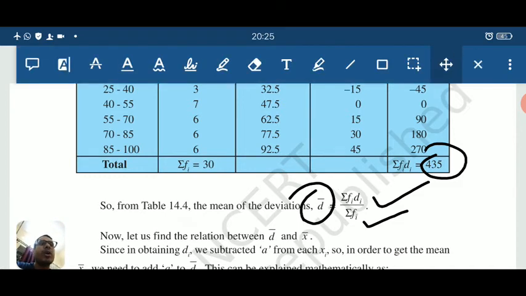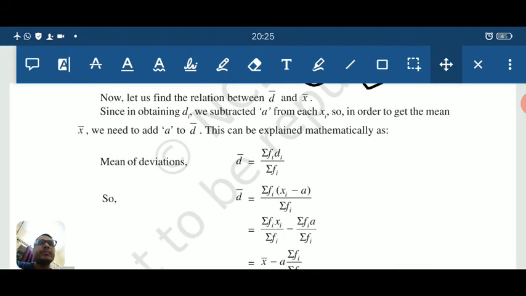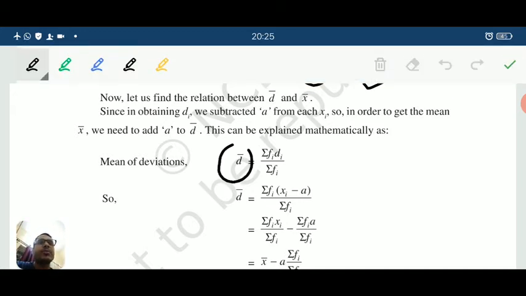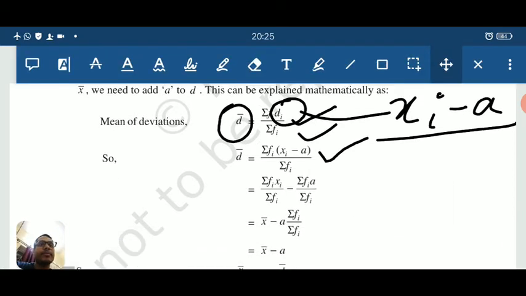actual mean. So how to find the actual mean here? Now we know that d bar is equal to sigma of Fi di by sigma of Fi. Now what was di? Di was nothing but xi minus a. If you see in the table, it was xi minus a. So d bar is equal to sigma of Fi, and in place of di we have written xi minus a, and then solving it, what you get here is sigma of Fi xi by sigma of Fi minus sigma of Fi a by sigma of Fi.